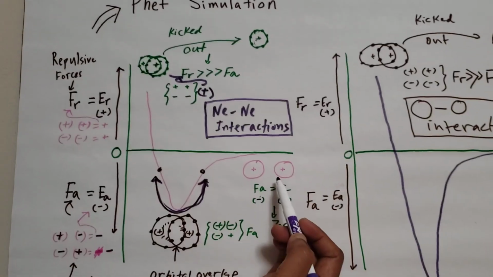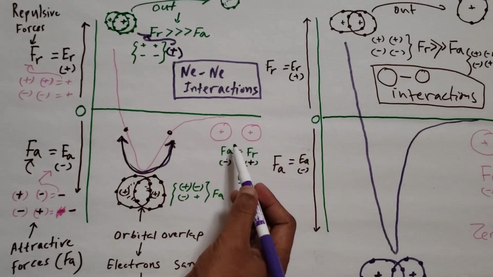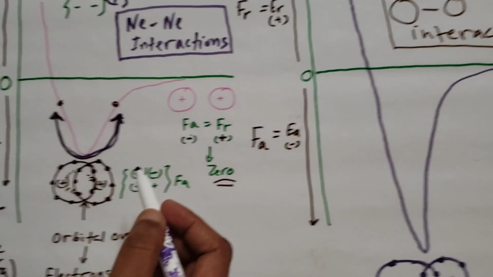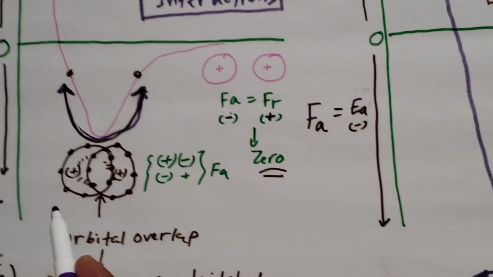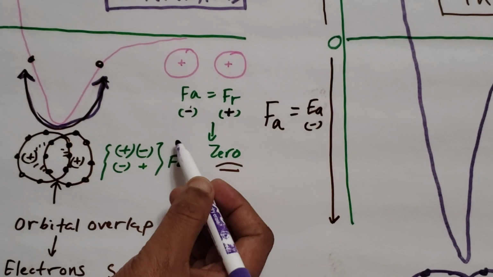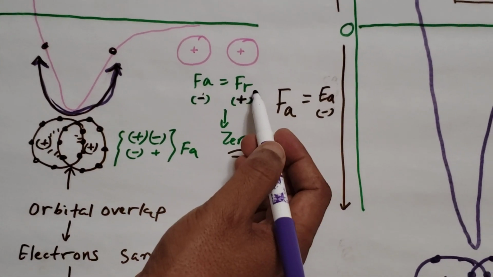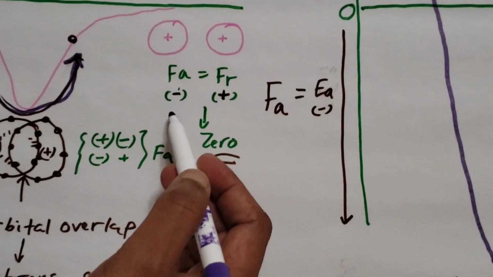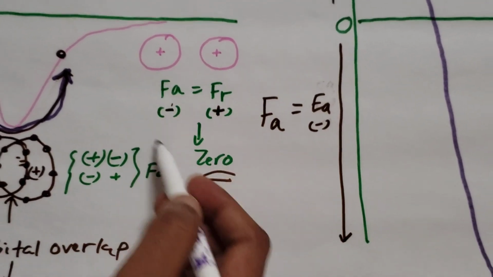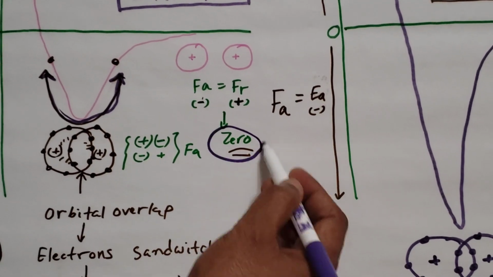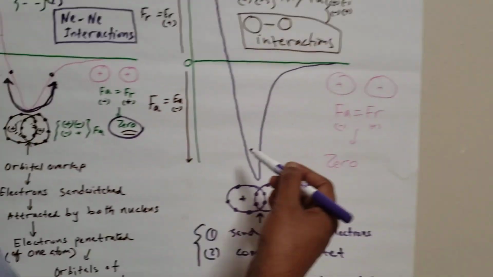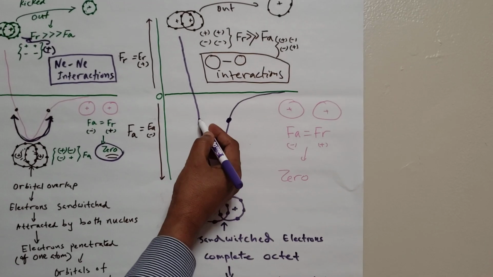And what's happening here? The atoms are far away from each other, so they don't have so much attractive forces or so much repulsive forces. In other words, Fa is equal to Fr. That means attractive forces and repulsive forces are equal, and they cancel each other, so you get the zero value. Now in the case of oxygen, you also got the same thing right here.